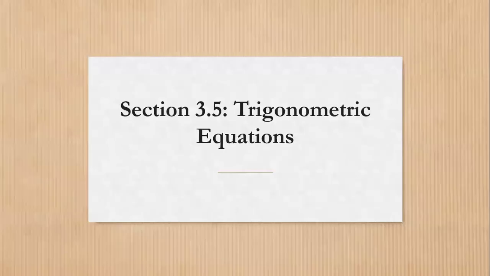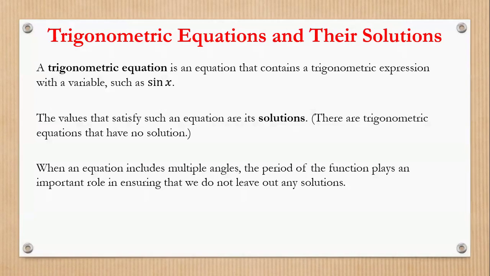Hi, in section 3.5, we want to talk about trigonometric equations. When we talk about an equation, it means we have an expression with an equal sign, which has one variable. Trigonometric equations are equations that contain a trigonometric function or expression, like sine x or cosine x. And when they ask us to solve the trigonometric equation, it means find the x, find the angle.